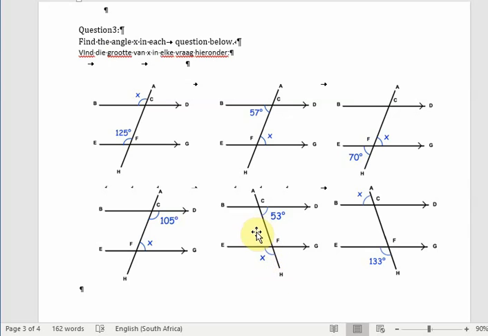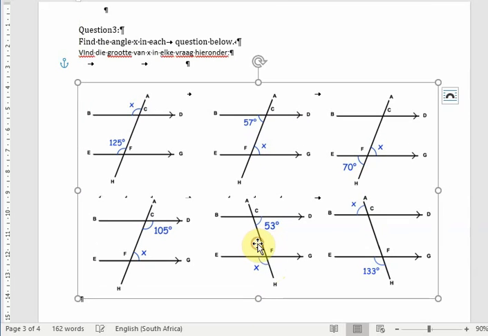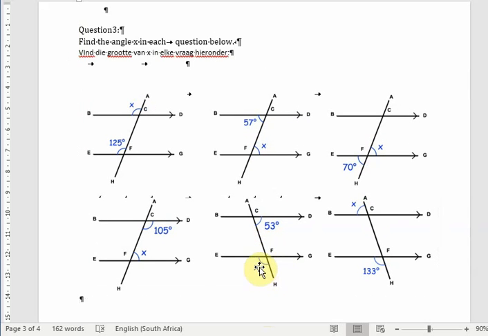So now, knowing that that one is 53, we can say, okay, these two are two angles on a straight line. Twee hoeke op 'n reguitlyn. En twee hoeke op 'n reguitlyn se totaal, se som is 180. So if that one is 53, then this one over here is going to be 127, because this is 180 minus 53. And 180 minus 53 is 127.